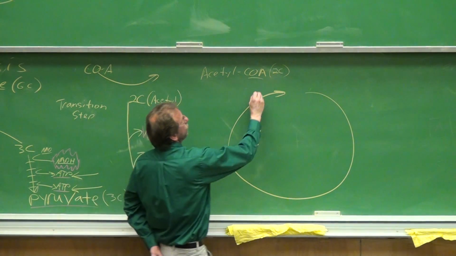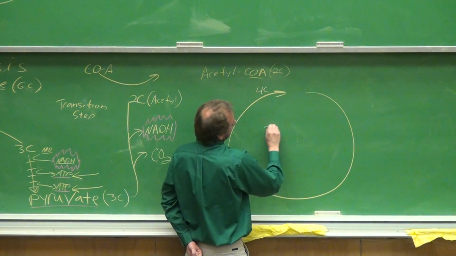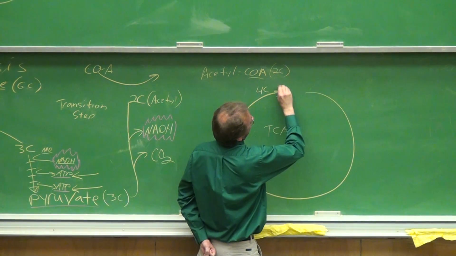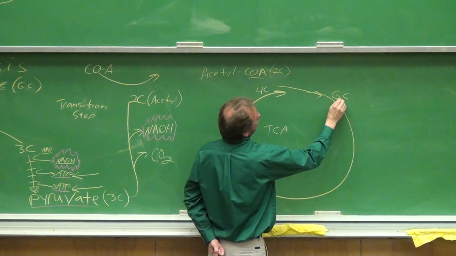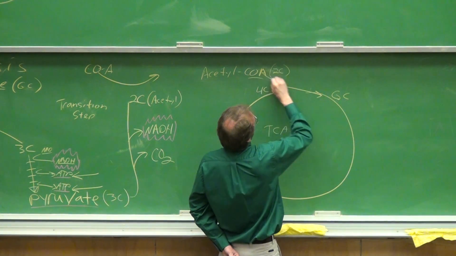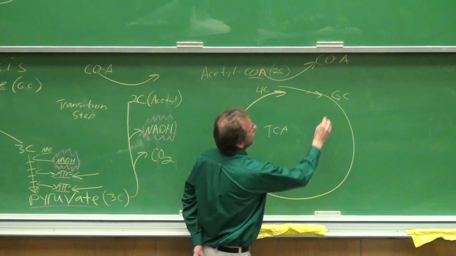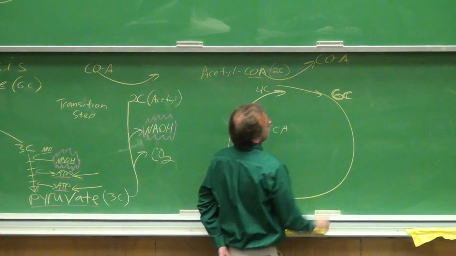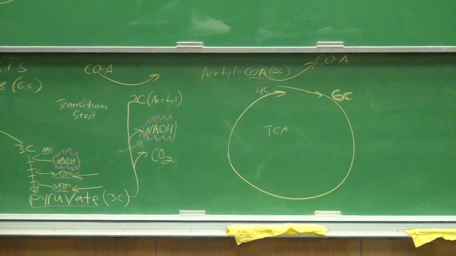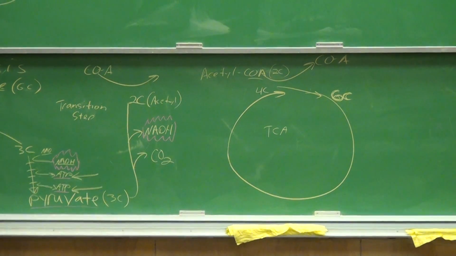Acetyl-CoA will join up with a 4-carbon molecule as it enters into the TCA cycle, so that we now generate a 6-carbon molecule. The CoA goes away. So now we have a 6-carbon molecule here that is entering into the tricarboxylic acid cycle.